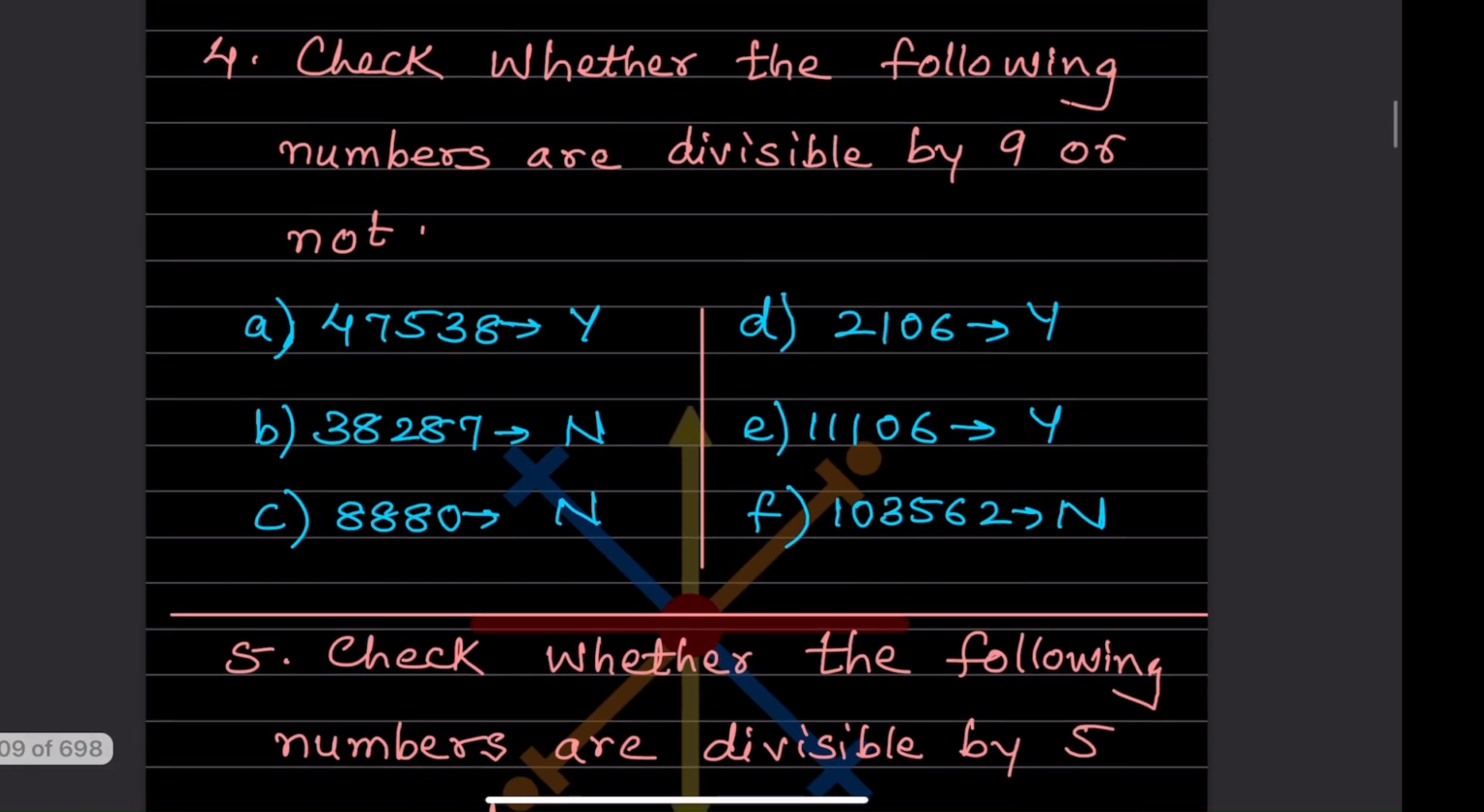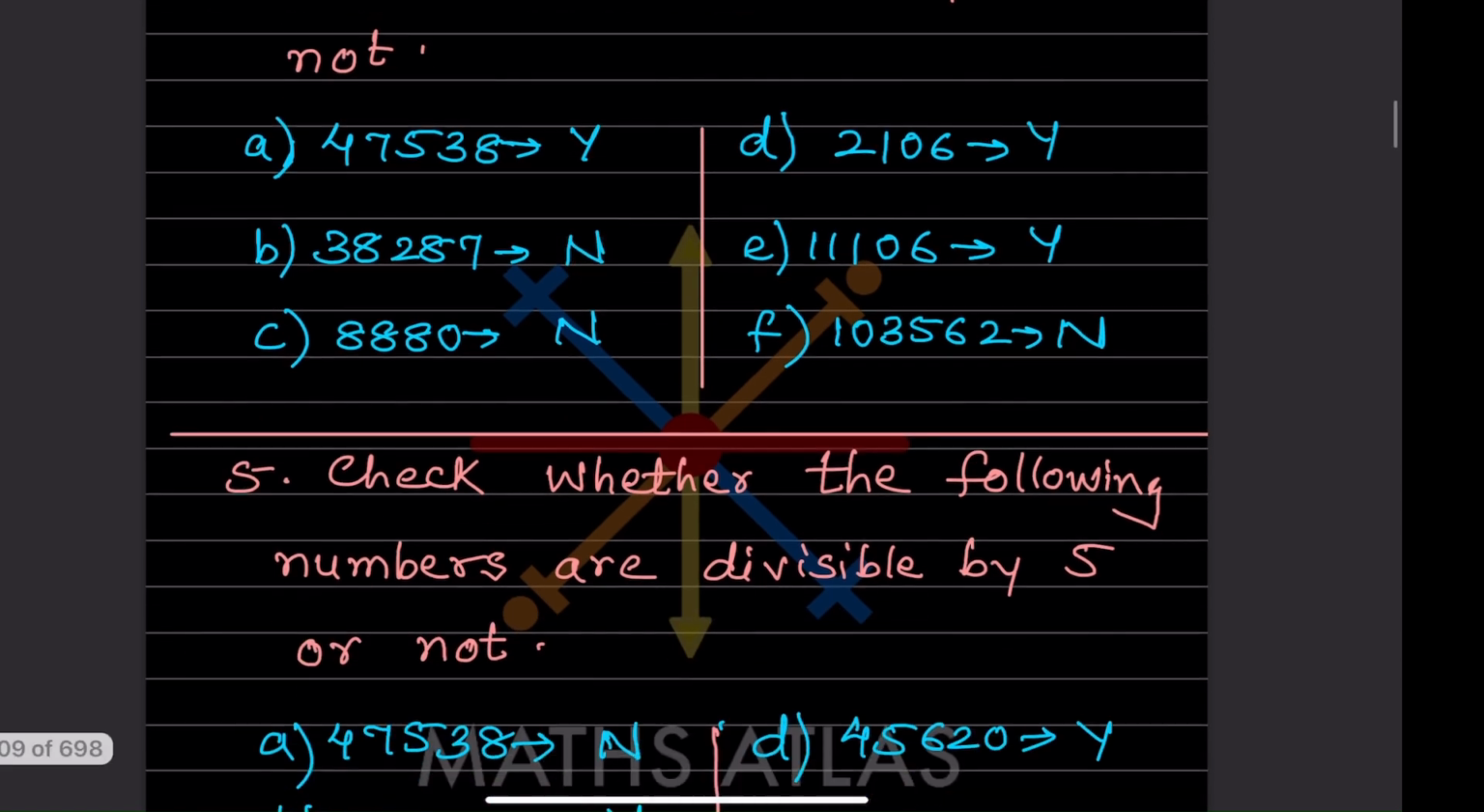Here, check whether the following numbers are divisible by 9 or not. Same over here, you can either use the divisibility rule of 9, or you can check directly and then decide whether it's divisible or not. And Y stands for yes and N stands for no.